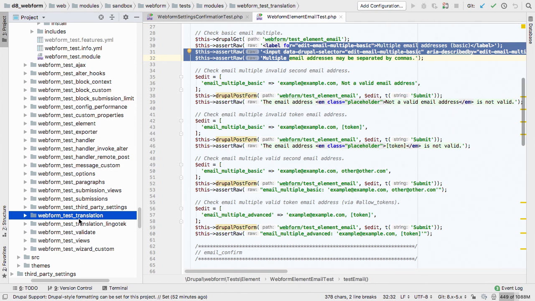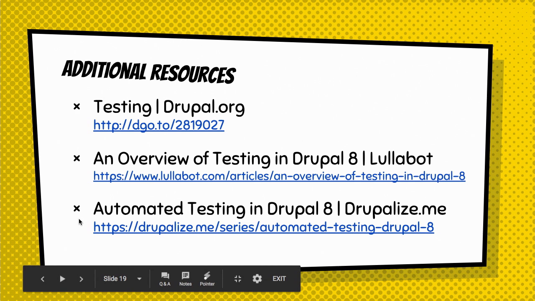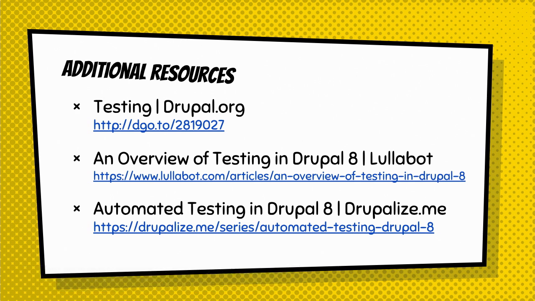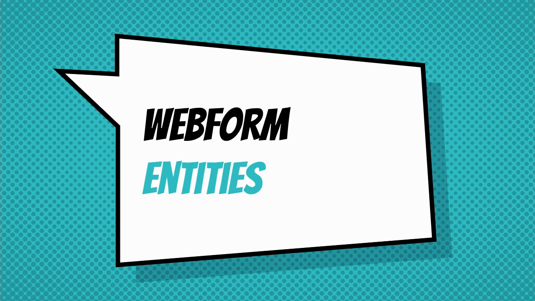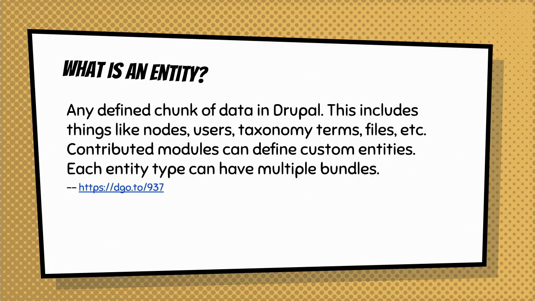Stepping back, everything in Drupal is an entity or a plugin. That's really how I view it. And to the description, which is from Drupal.org, any defined chunk of data in Drupal is an entity. It includes things like nodes, users, taxonomy terms, files, and contributed modules, like the web form module, can have custom entities. And entity types can have multiple bundles. That really just means that your nodes can have content types. So a node is an entity, but a bundle is like a page or article. I will give a definition of plugins as we move on, but just think of entities as collecting data. Plugins are behaviors, and we'll get into that.